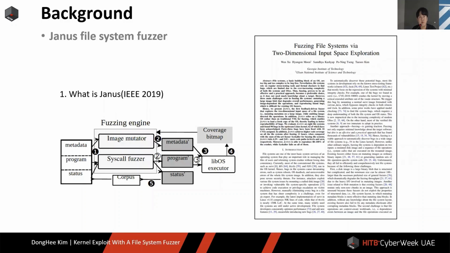Let me explain how JANUS works. First, remove the metadata from the image and mutate it. Second, mount with the mutated image and metadata. Finally, operate a driver that reads and writes image files. This way, it operates in 2 dimensions.